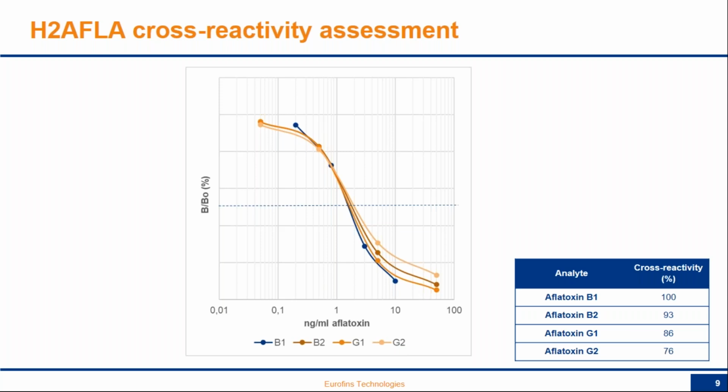The cross-reactivity was calculated as the ratio between concentrations giving 50% inhibition, so at this very level where the dotted line is drawn. The average results are reported in the table on the right. So you see that we paid really huge attention to selecting an antibody with cross-reactivities higher than 75% against all the aflatoxins. And this was really the key for the development of this novel immunoassay.